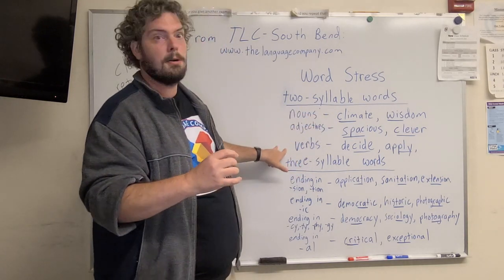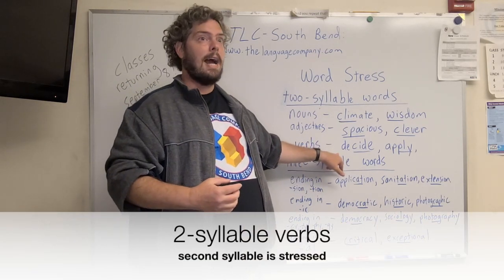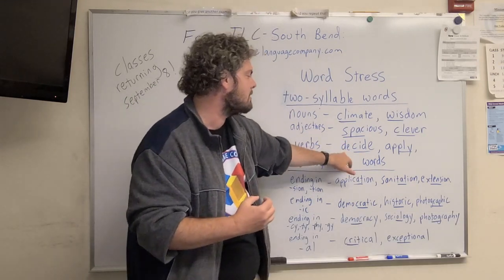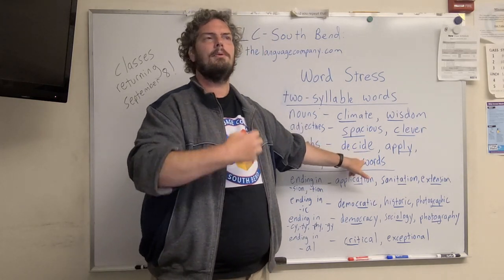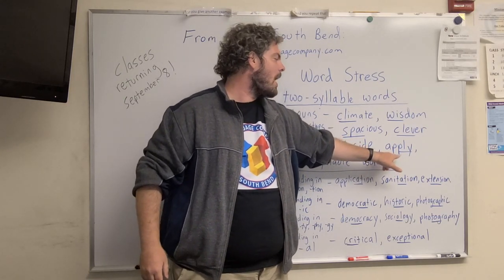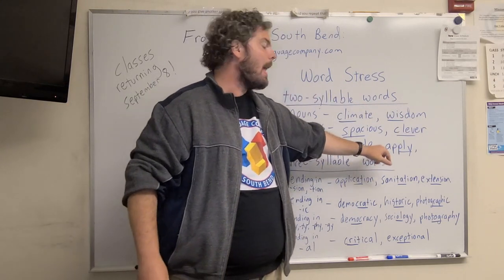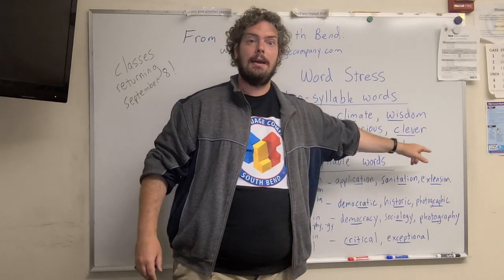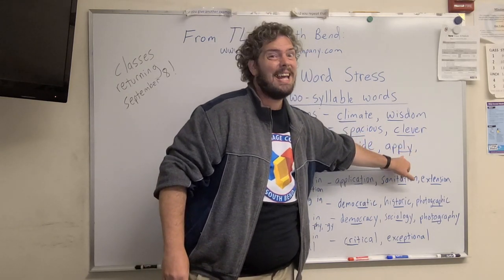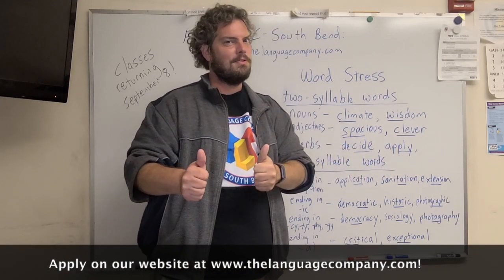But when it comes to a verb, with verbs, you're going to pronounce the second part. It's not, I will decide, it's, I will decide. Decide. The D is not stressed because it's the second syllable, side, that's pronounced. Same thing with apply. Now, if you have a longer word like application, you may have a stronger app. But you're not aptly, you're apply, because it's a verb with 2 syllables. So apply, the ply is the stressed part. You should apply to TLC South Bend if you want to improve your English.